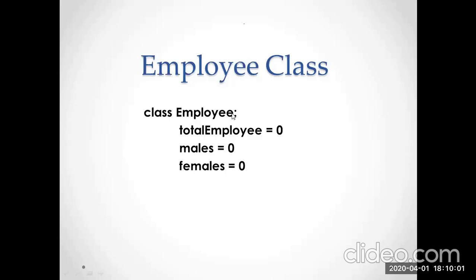So to define the class, the syntax is the class keyword followed by the class name, and it should end with the colon. Then we have 3 data members in our class: total employee, males and females. These data members are required to keep track of total employees in an organization, how many males are there in the organization, and how many females are there in the organization.